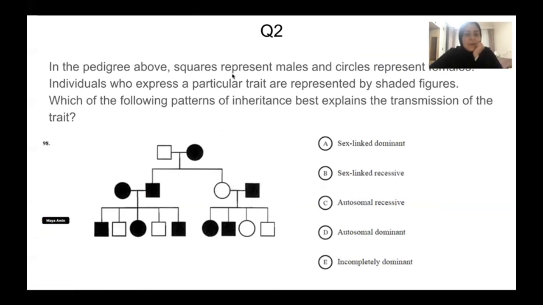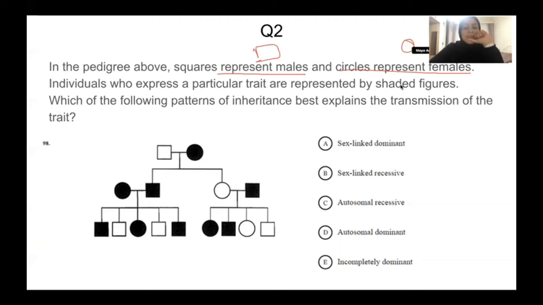Okay. In the pedigree above, squares represent males and circles represent females. Individuals who express a particular trait are represented by shaded figures. Which of the following patterns of inheritance best explains the transmission of the trait? Okay, so here, in this pedigree, the trait is shown at the first, second, and third generation. It appeared in all the generations, and is it shown two unshaded parents got a shaded kid? Let's see here. Here, no, no, and no. So this trait is really a dominant trait.